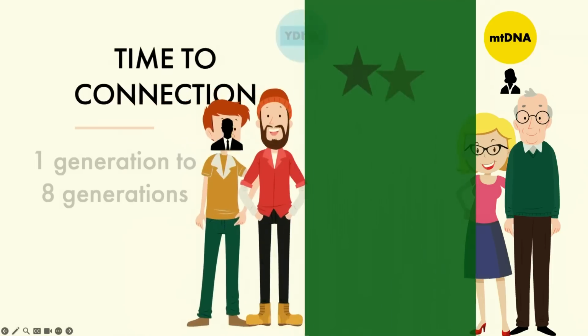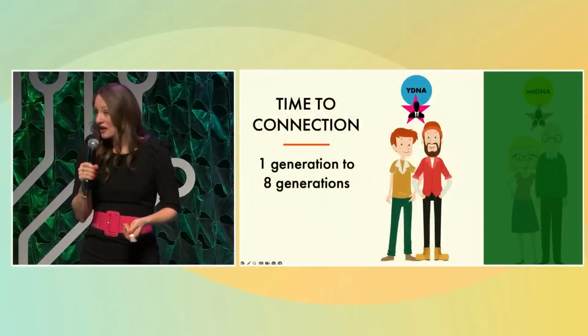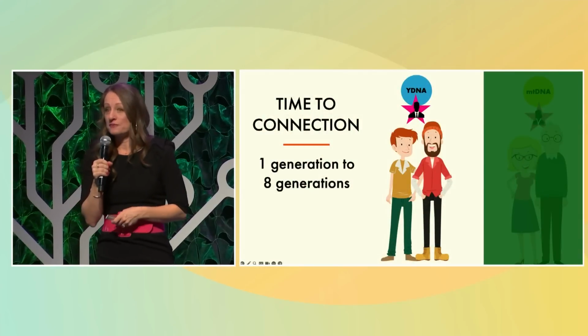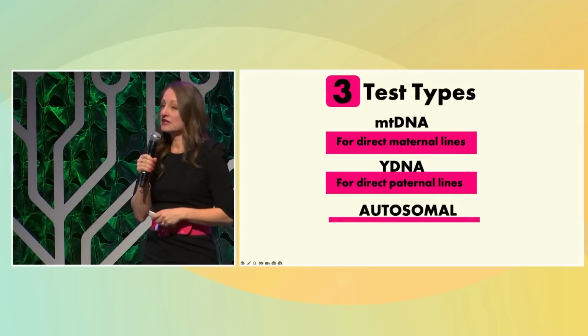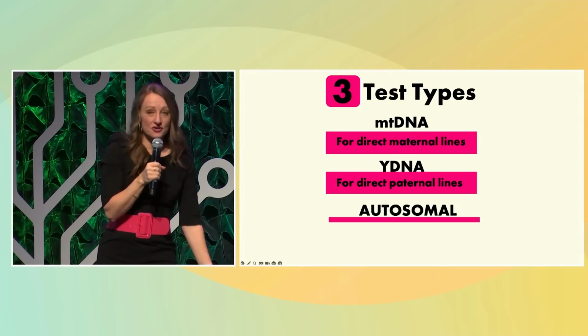So sometimes, even though you're an exact mitochondrial DNA match to someone else, you won't find that common ancestor. Now, Y DNA is different. The time to connection for Y DNA is generally 1 to 8 generations. So that's put in a very comfortable timeline for most of us, a timeline that most of us are looking for connections. So Y DNA can often be very powerful in your family history research.